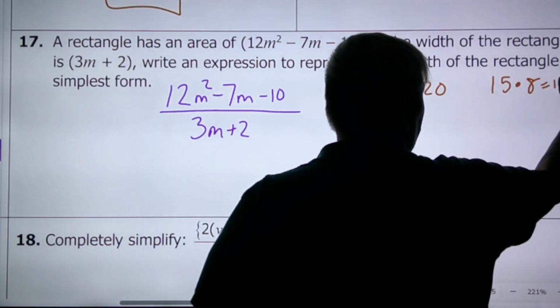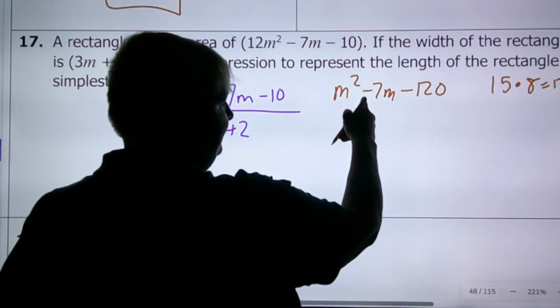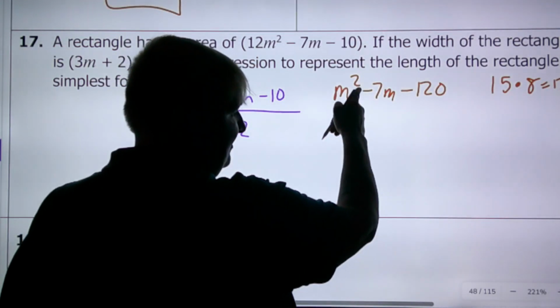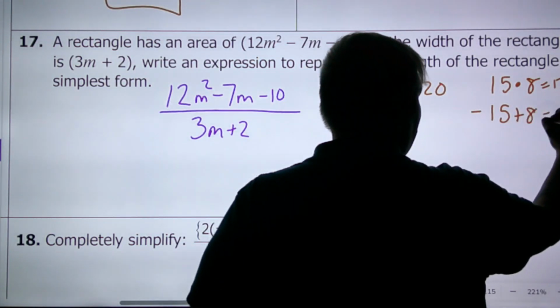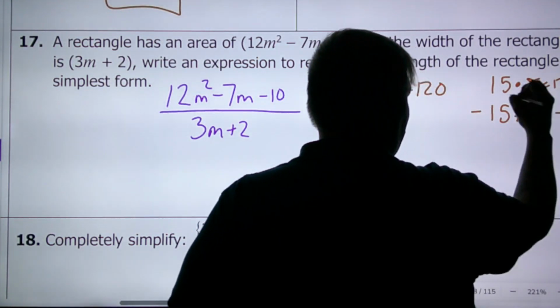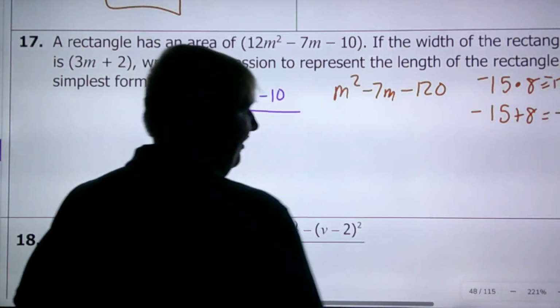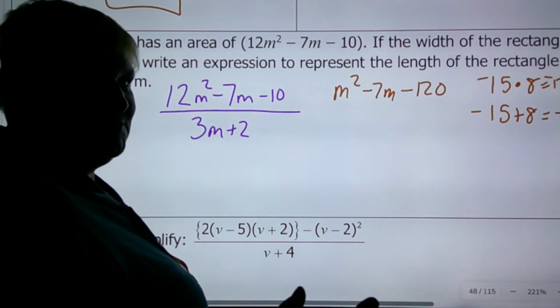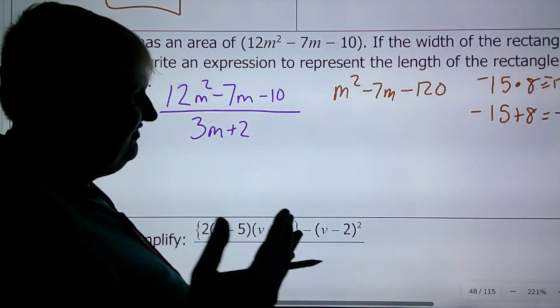is 120. We need one of them to be negative, and it's going to be the bigger one because we end up in the negative, right? So negative 15 plus 8 is negative 7, negative 120. That was harder than it needed to be because I was multiplying all the even numbers. I don't know why, but somewhere in my head the answer said even number.